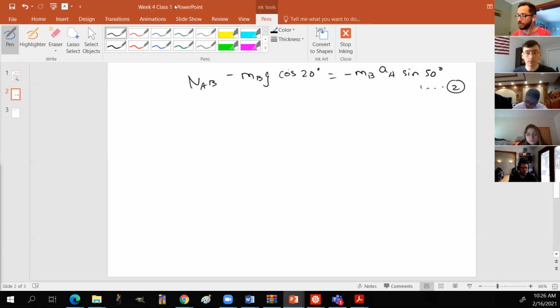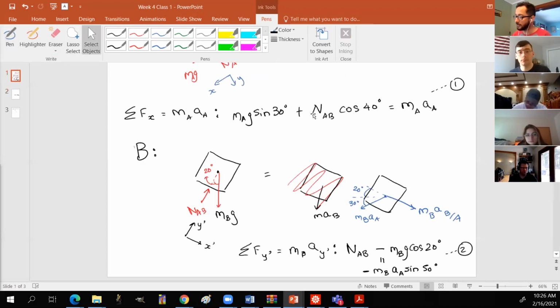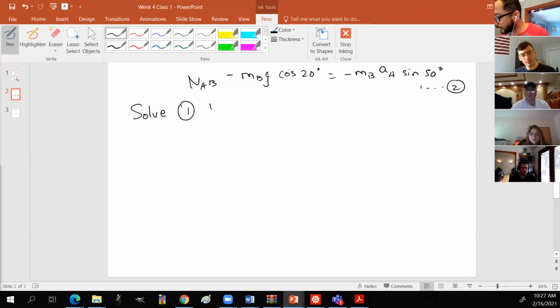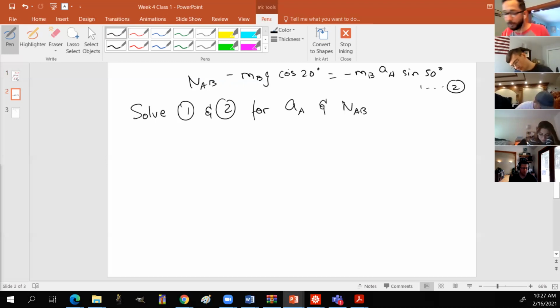All right, so now you have two expressions for two unknowns, N_AB and a_A. Let's not get into the arithmetic of it because we're running out of time. Solve 1 and 2 for a_A and N_AB. Mathematica for these kinds of things is muy bueno. It makes things really easy, but we're running out of time, so I'll just give you guys the answer.